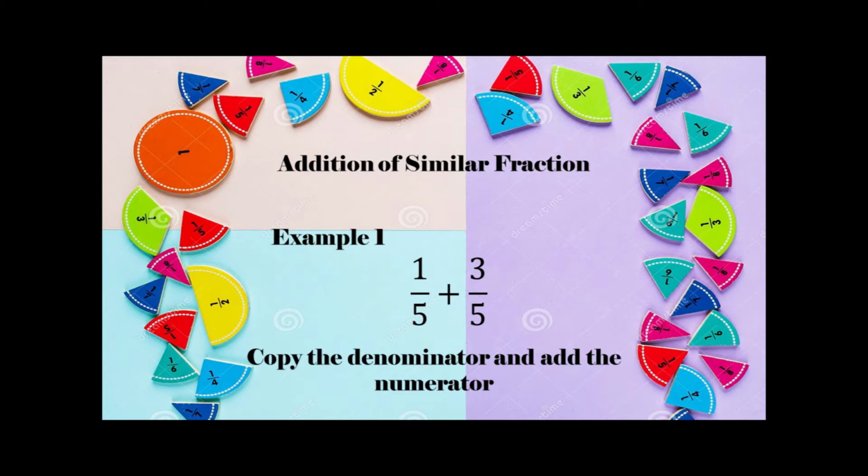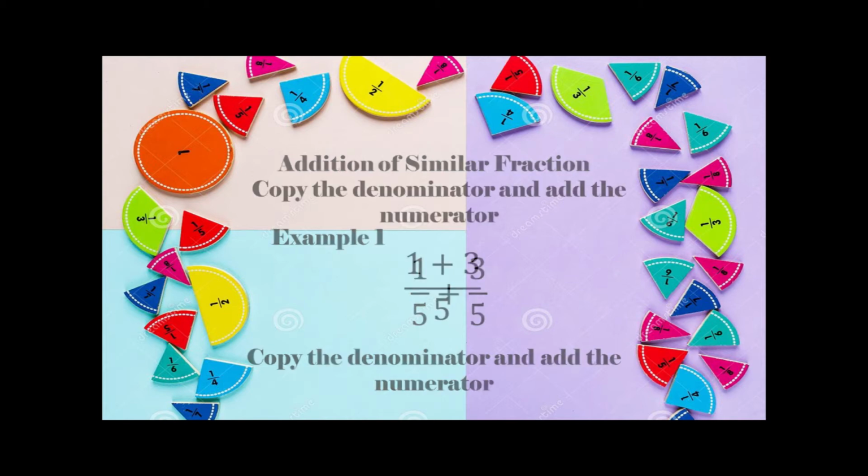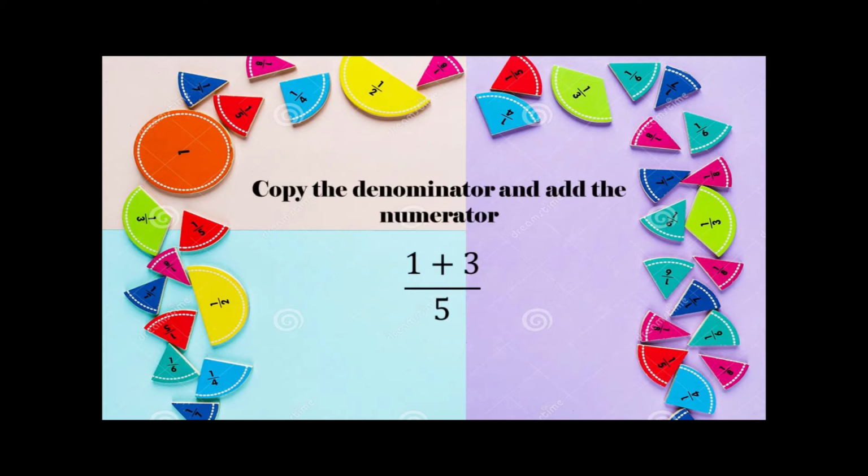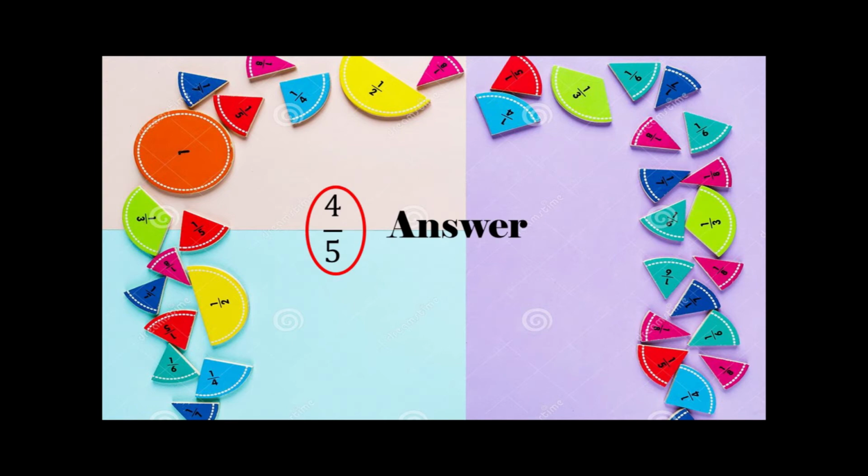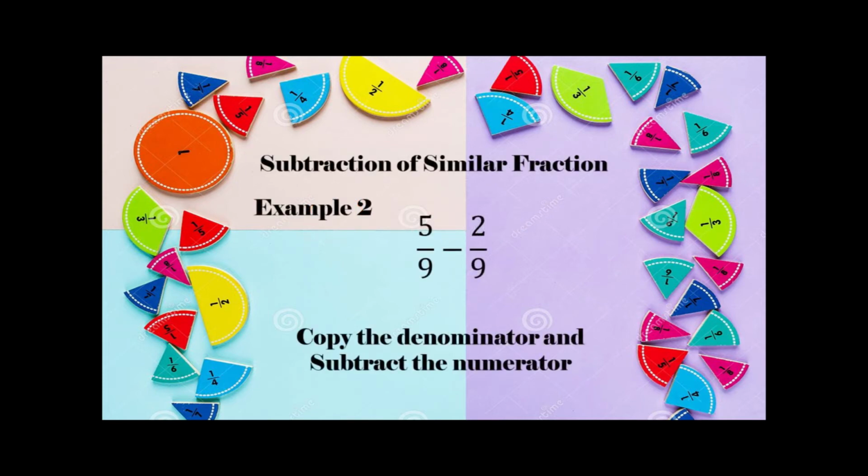Let's have example number 1. 1/5 plus 3/5. Since they are similar fractions, all we need to do is copy the denominator, which is 5, and add the numerators, which are 1 and 3. And the answer is 4/5. Did you get it?